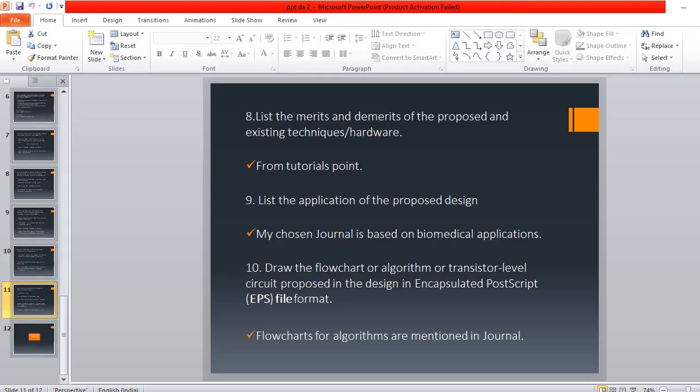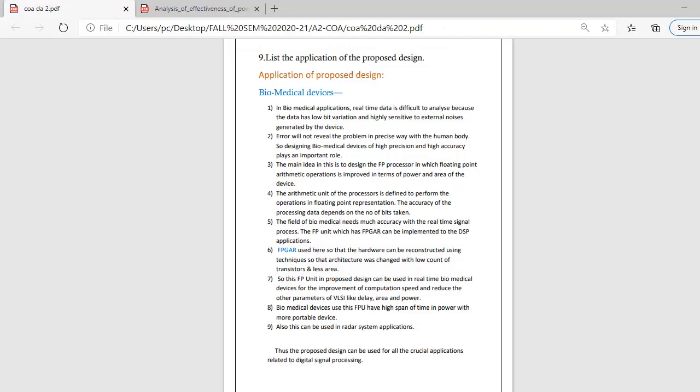Coming to the ninth question, this is the application of the proposed design. As I said earlier, my chosen journal is based on biomedical applications. How less power consumption is going to happen by using the present floating point architecture in biomedical applications. So in my journal I have points based on biomedical applications. Coming back to my DA, the application for this proposed design is biomedical devices, as I mentioned earlier. They have very sensitive external noise. We can use it in biomedical applications.